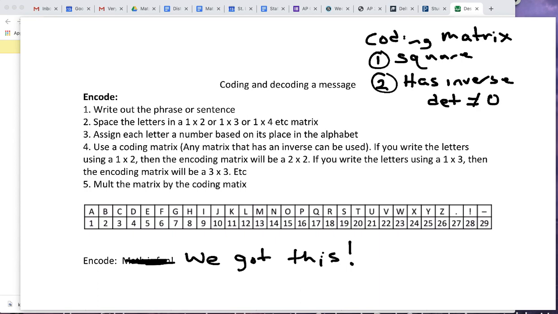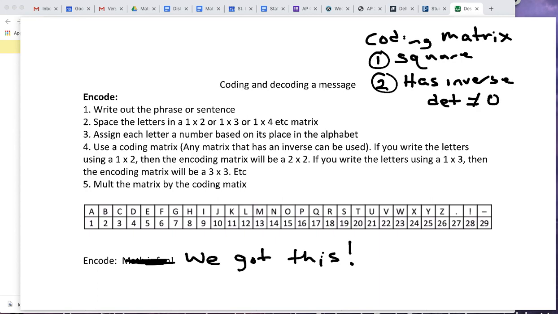But you have to have a coding matrix, and that has to be square. So a 2 by 2, a 3 by 3, a 4 by 4, whatever. And then the second thing is that the coding matrix has to have some sort of an inverse.